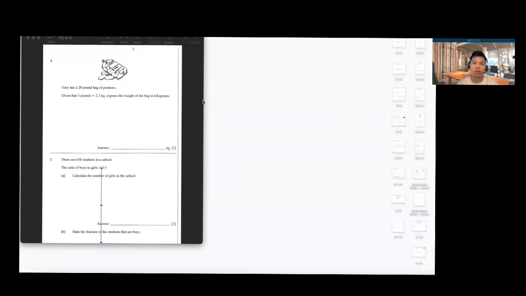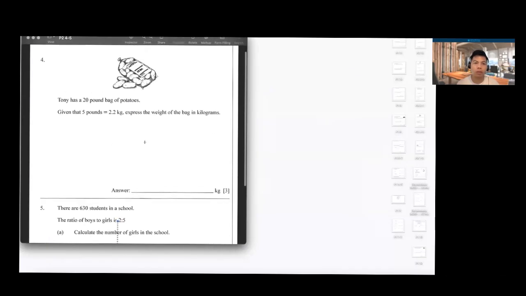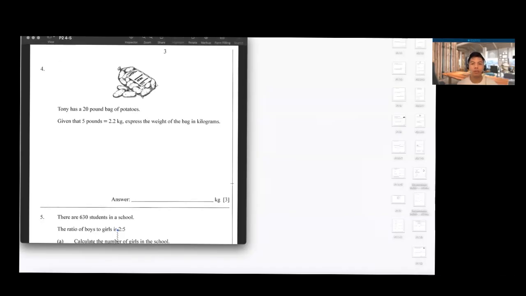Sorry, just a little technical error. Yeah, we're number 4 now. Can you read it, Madison? Yes. Yeah, can you read number 4? Okay.